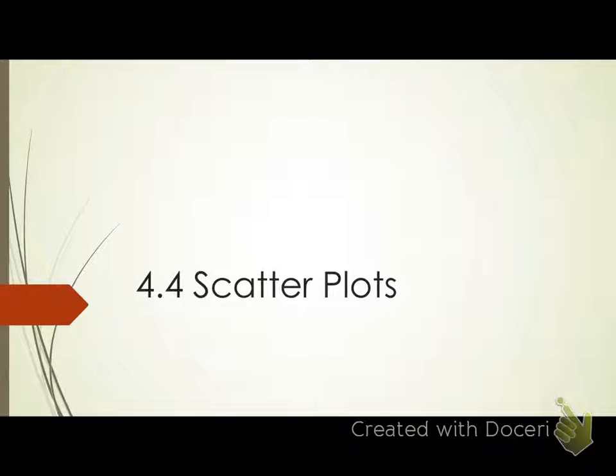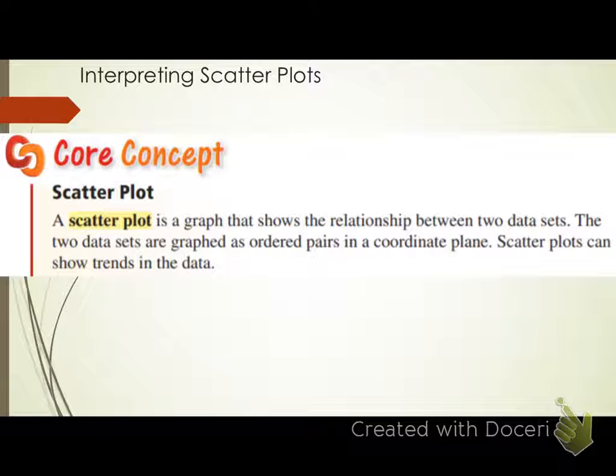4.4, scatter plots. Can anyone tell me what a scatter plot is? I bet we've seen scatter plots before, but here's the definition. A scatter plot is a graph that shows the relationship between two data sets. The two data sets are graphed as ordered pairs in a coordinate plane. Scatter plots can show trends in the data.